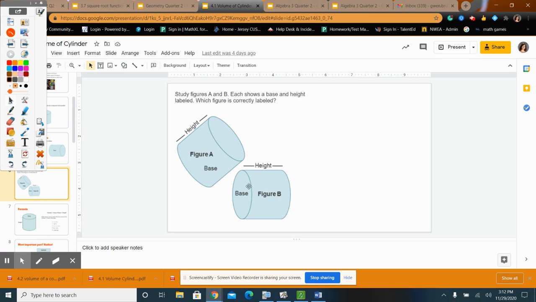All right, so look, we got two figures here. Which one shows the base and height labeled correctly? Well, the height looks good here and the height looks good here, but is the base the rectangle round part? No. B is the right one. The circle is the base and the height connects the two circles.